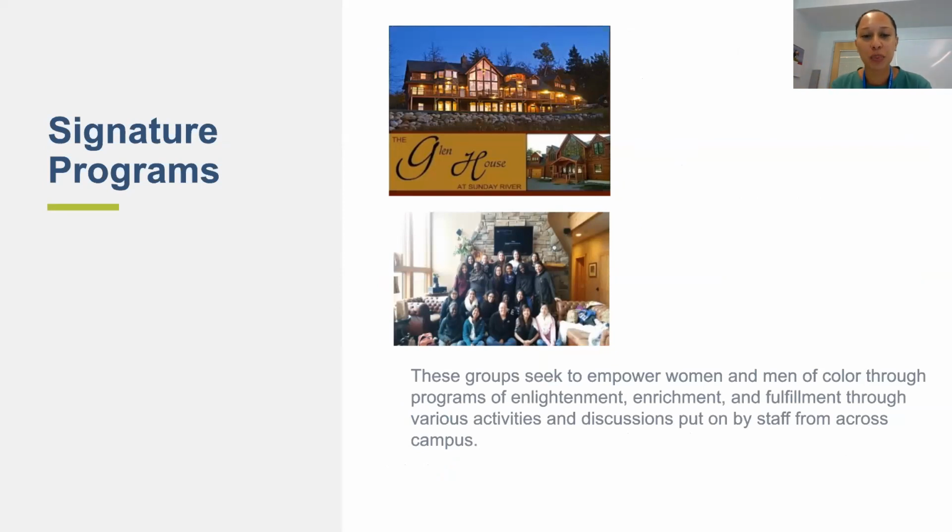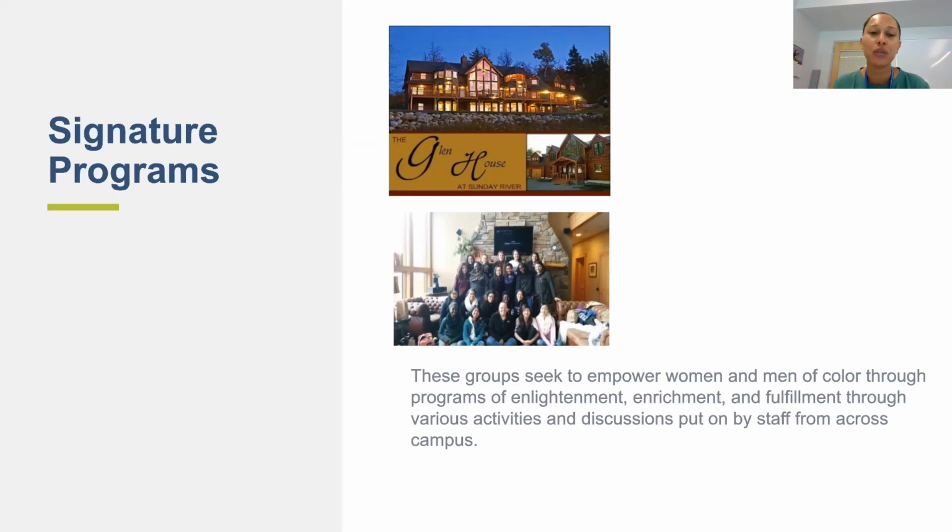Another signature program. We have 2 affinity groups that fall under the Multicultural Center, one being Mankind Movement, which is for our men of color, and the other being Coming Full Circle, which is for our women of color. These 2 affinity groups are advised and sponsored by the Multicultural Center. It's pretty much a time for all women of color, all men of color to come together and just talk about issues that pertain to them. They meet once a week, and sometimes they do collaborate.